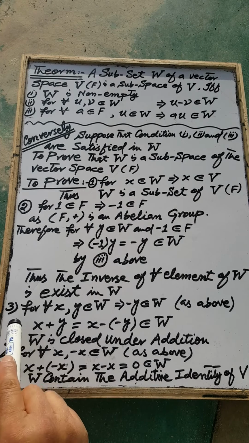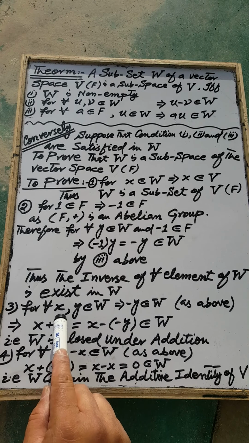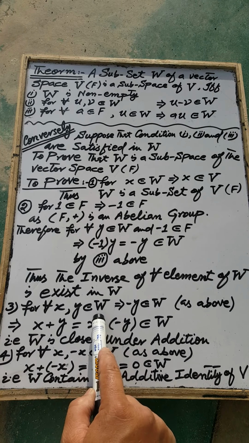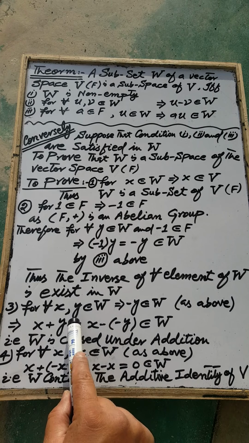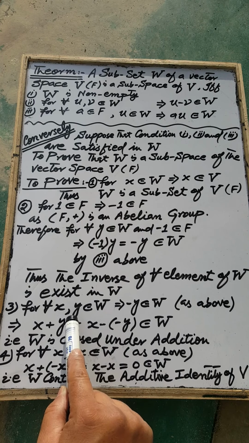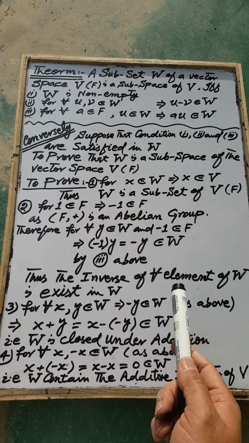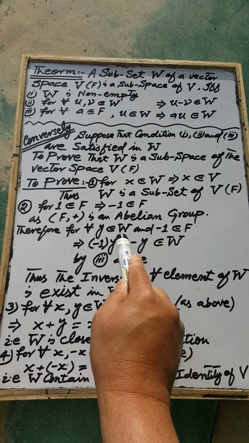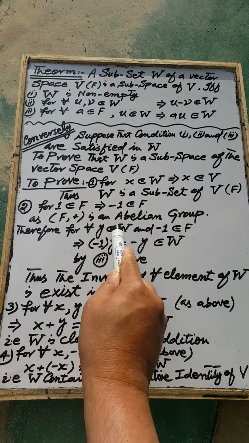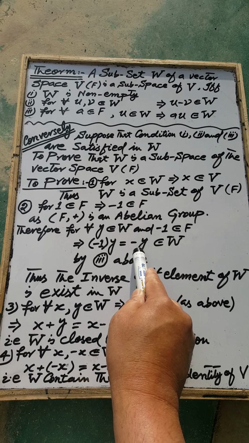Now, the next property, that is for any two elements x and y in W, the inverse of each element of W is contained in W. Therefore, minus y is the inverse element of y in W, as it is proved in our above theorem. That is, for an element y, there exists the additive inverse in W.